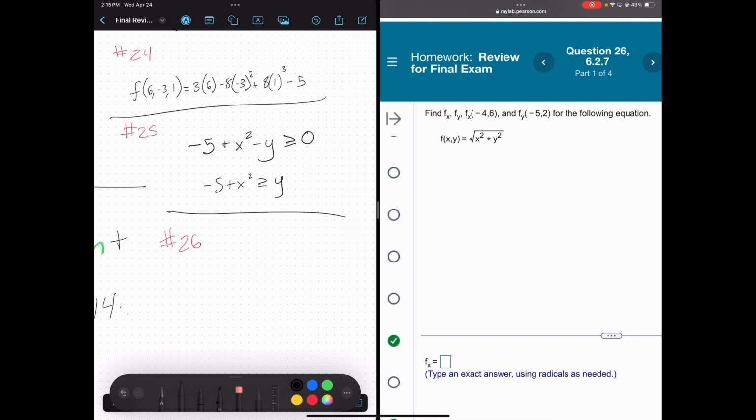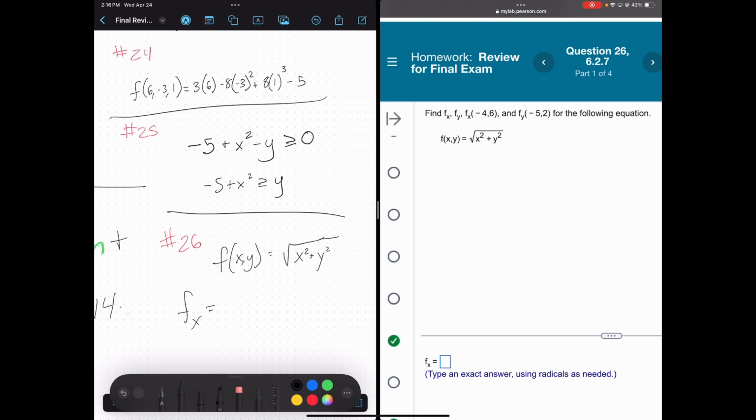And let's just remind ourselves how these partial derivatives work. Here's my function, x times the square root of x squared plus y squared. If I wanted f sub x, what does that mean I'm doing? Taking the derivative in terms of x. What do I do with y? Treat it like a constant. So how would I take this derivative? What is this going to require me to use? Chain rule.